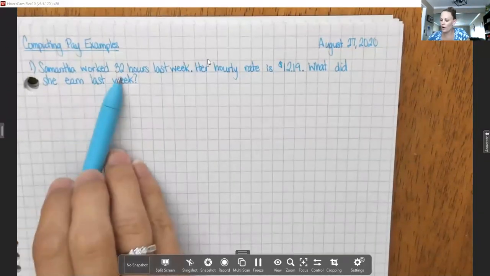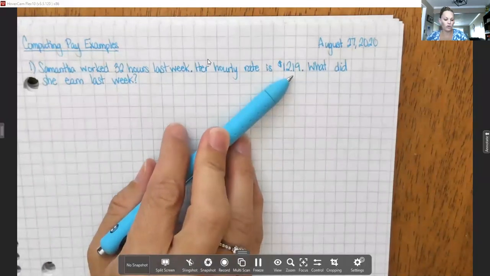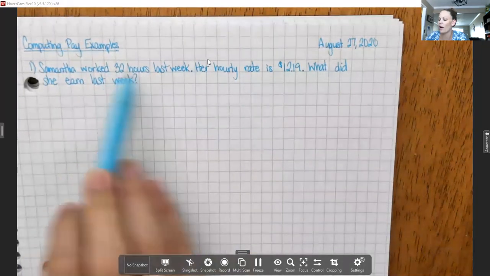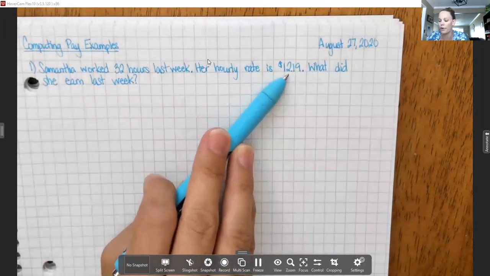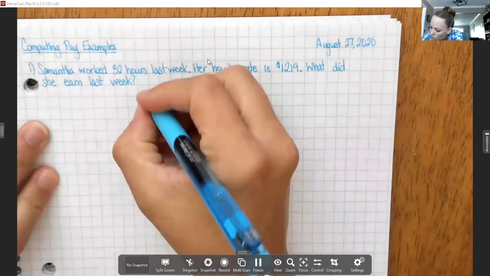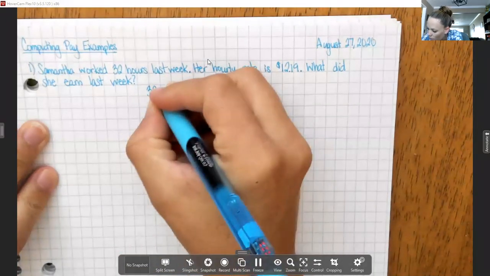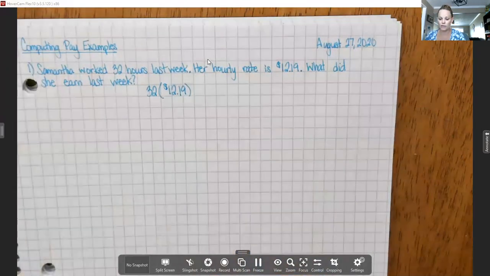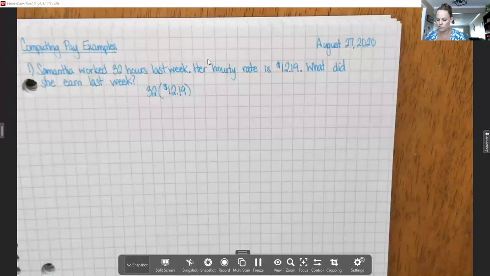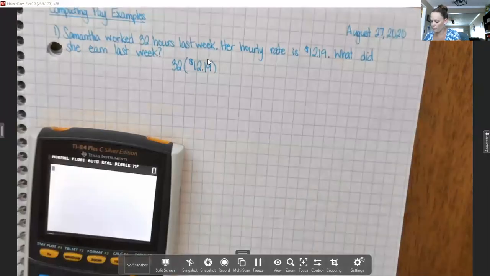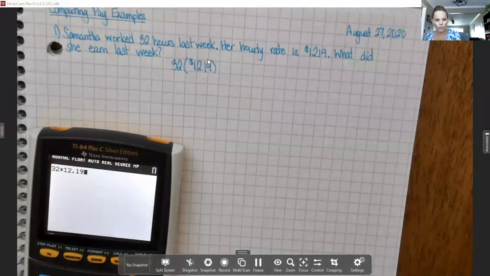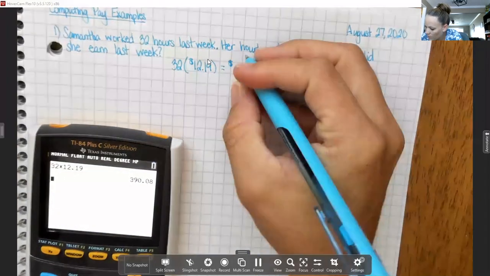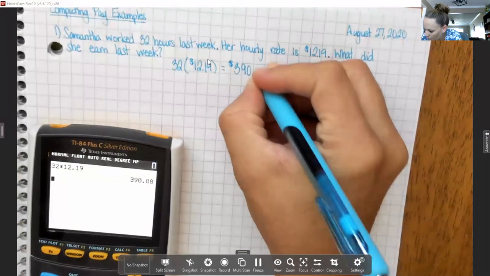So if she worked 32 hours last week and her rate is $12.19, to calculate that, you're just going to multiply the number of hours by how much she makes per hour. Her hourly rate is per hour. So 32 times $12.19. And then so last week she made $390.08.